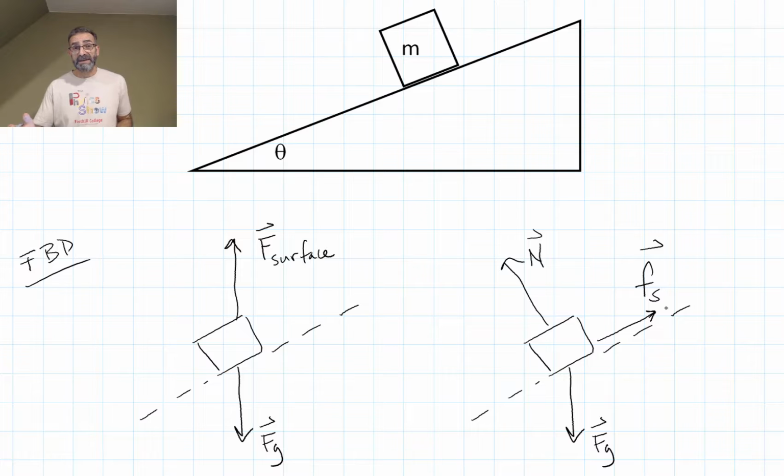How do we know it's pointing up the hill? Because the box isn't moving, and gravity would want it to go down the hill. And the force of gravity.